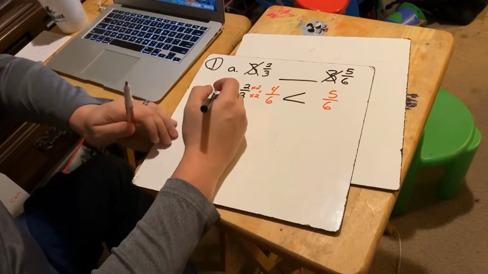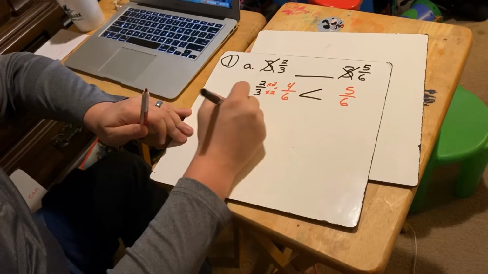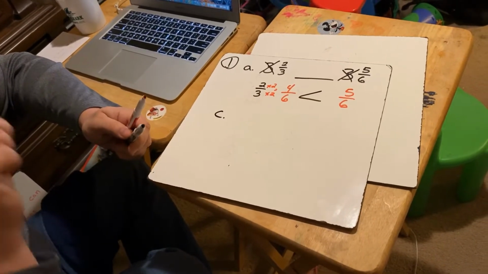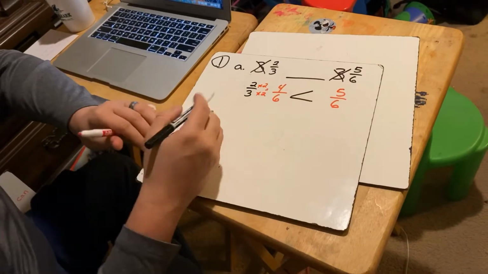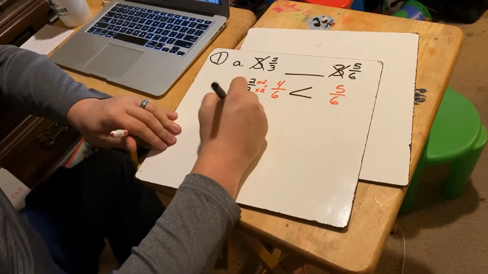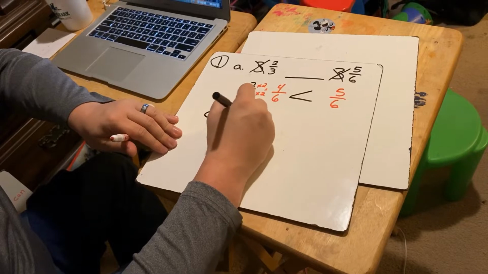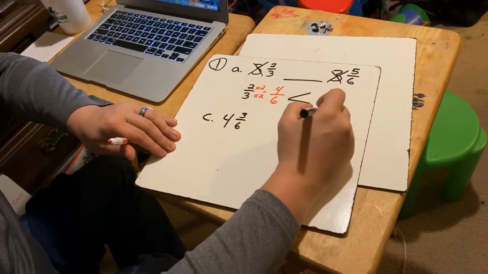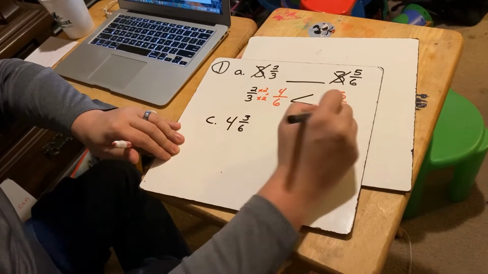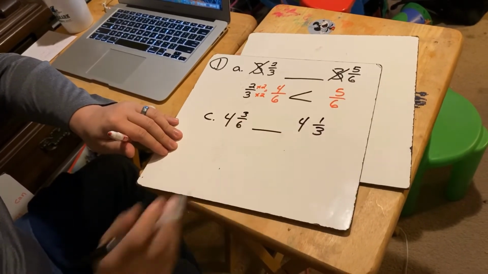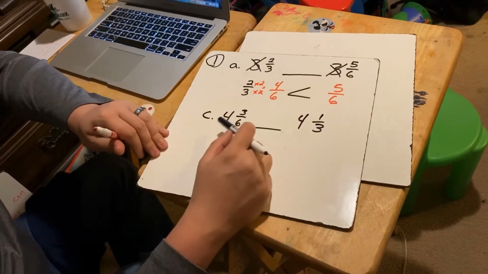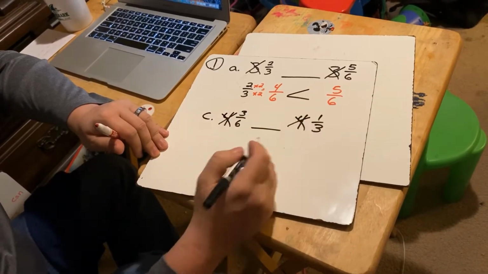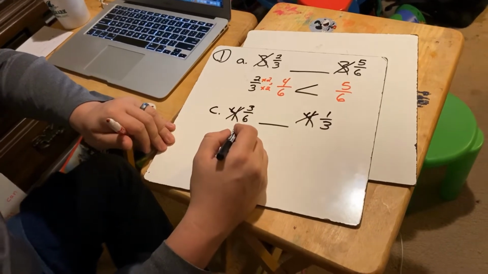Let's look at problem C. I will say, if you look at problem B, the answer is equal. I'll let you figure that one out on your own. Let's look at C. For C, we have 4 and 3/6, and we have 4 and 1/3. They both have the same whole number. I'm just going to cross those whole numbers out because I don't need them anymore. Now I'm just comparing 3/6 and 1/3.